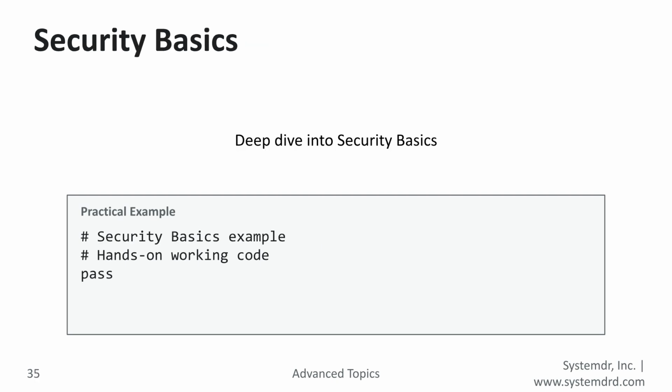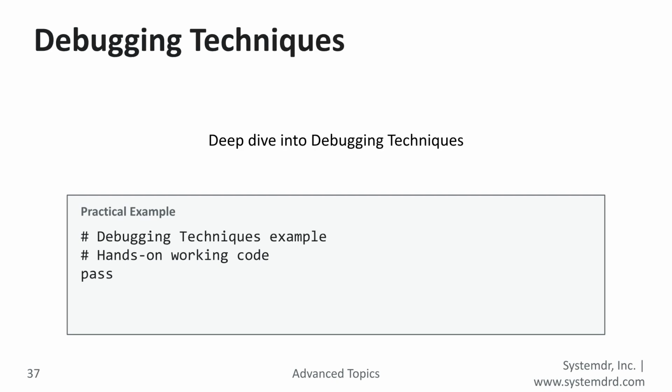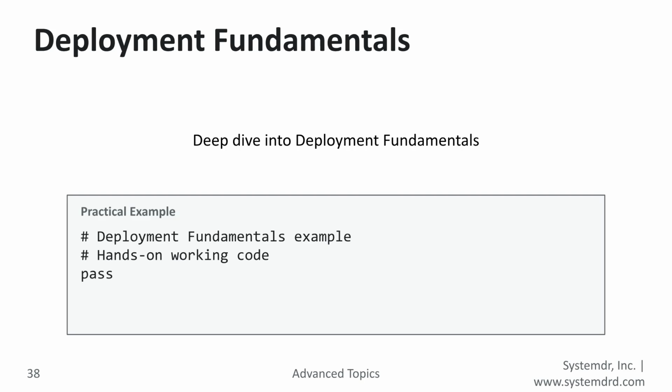Security basics are next. We'll deep dive into fundamental security practices, and you'll work through a practical example demonstrating secure coding principles. Following this, we discuss best practices for code organization and maintainability. You'll apply these standards in a practical, hands-on coding example. We examine debugging techniques, essential for fixing code efficiently. This deep dive includes a practical demonstration with hands-on working code. Finally, we cover deployment fundamentals. Learn how to launch your applications with a practical example demonstrating deployment pipelines and best practices.